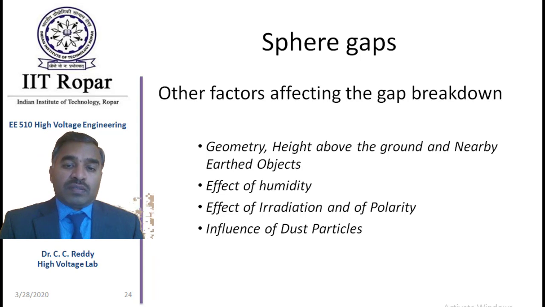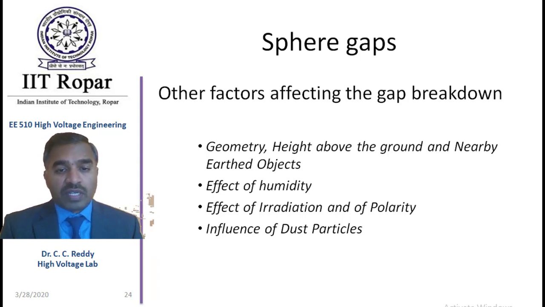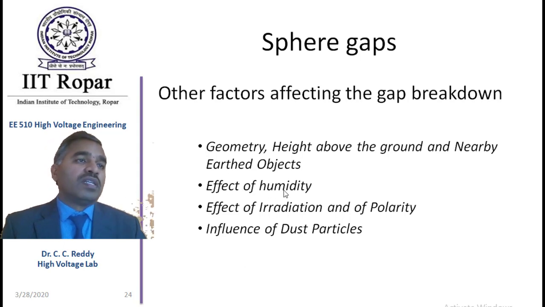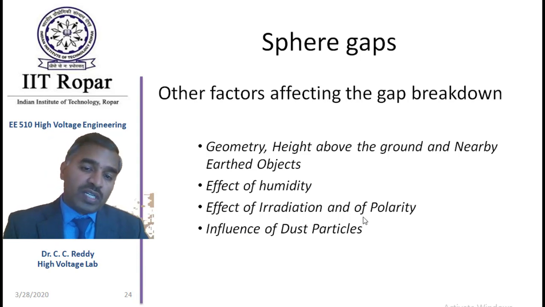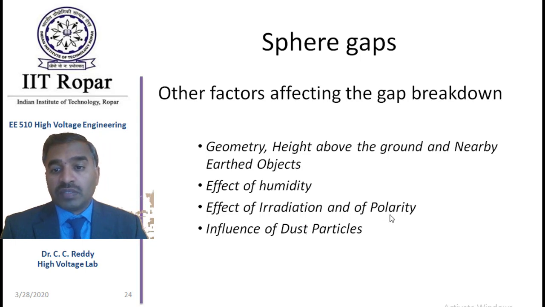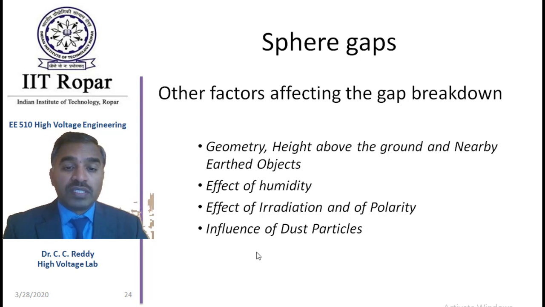But the effect of humidity, etc., will also be there, but the value is not that much. So for spear gaps, the effect of irradiation and polarity has also been observed. With positive polarity and negative polarity, the breakdown voltages are different for impulse voltages. And the influence of dust particles. Dust particles also do affect the breakdown voltage to some extent.